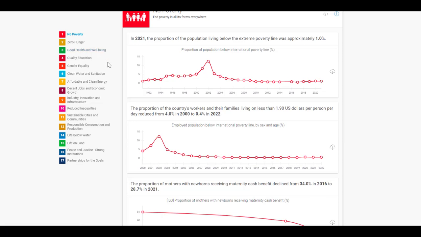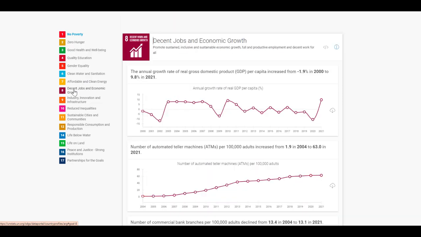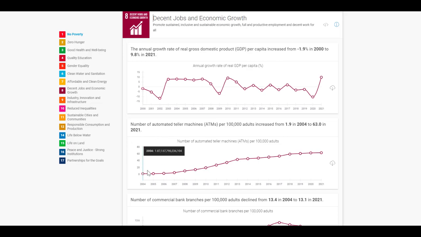If your product and your industry has a lot to do with water, using water, I might want to go look at clean water and sanitation. So maybe I'm marketing a protein drink or some kind of drink or something like that. So that would be an important factor for me to look at. And then of course energy would be important. Decent jobs and economic growth, that might be an important factor for me to go in and look at. So then I can go in and look at the different categories that they have pulled up for me. Oh, this was interesting. This is talking about automatic teller machines, how those have increased.